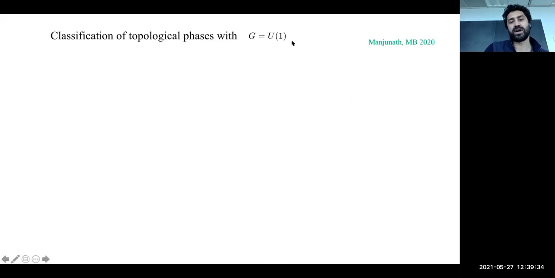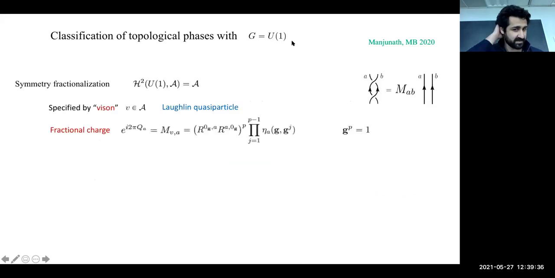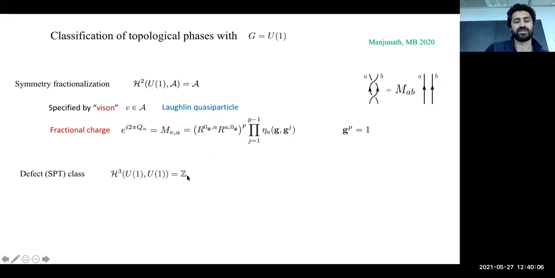So when you have U(1) symmetry, the basic results are already well known, but we can put it in this whole framework. So the idea is that the second group cohomology, this is the Borel measurable cohomology now, is given by A. So that means that we need to specify an abelian anyon, that's the Laughlin quasiparticle. Then the fractional charge of every anyon is given by braiding with this so-called vison. And this is the expression for it in terms of the G-crossed data. The defect class, the H3 here, is integers. So that's like adding integer quantized Hall conductivity.